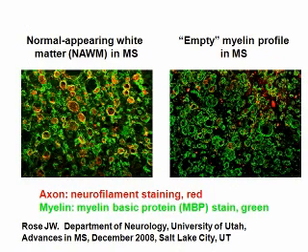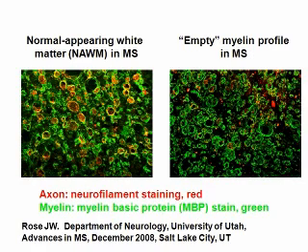I borrowed these slides from Dr. John Rhodes, Department of Neurology, University of Utah. In this slide, axons are visualized in red and myelin sheaths are stained green. If you look at the left figure, from the normal appearing white matter of an MS case, you can see red axons wrapped with green myelin sheaths.